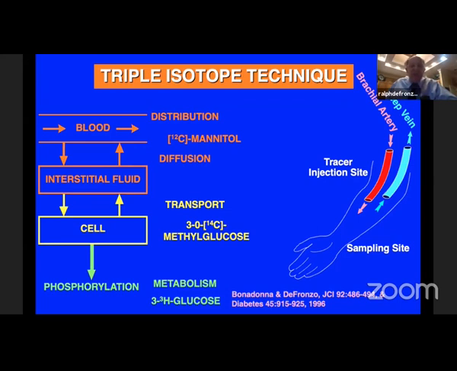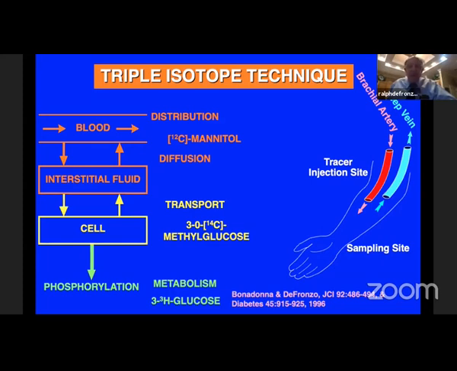This behaves just like glucose, so it gets into the bloodstream, it diffuses into the interstitial fluid, but it's not going to get into the cell. The second tracer is C14-O-methylglucose. This does what mannitol does, but it will also enter into the cell. So in the deep vein, we're going to get back a little bit less of the C14-methylglucose than the mannitol.